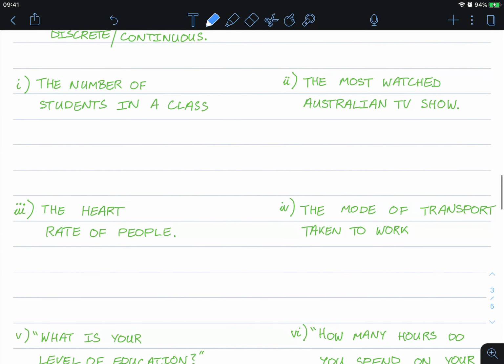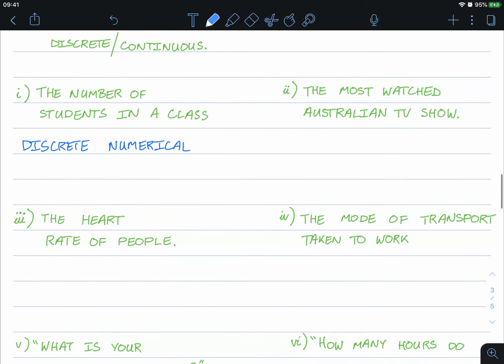So the number of students in a classroom. Well, if you were to measure this, or count this rather, it is definitely some sort of number. So this is numerical data. And as you saw in my previous video, when it comes to counting individuals, it's impossible to get 0.5 of a person or 0.5 of something that you're counting. So the number of students in a classroom is discrete numerical data.